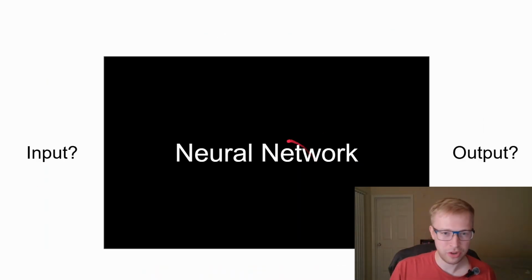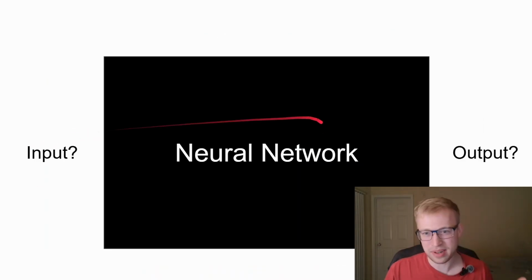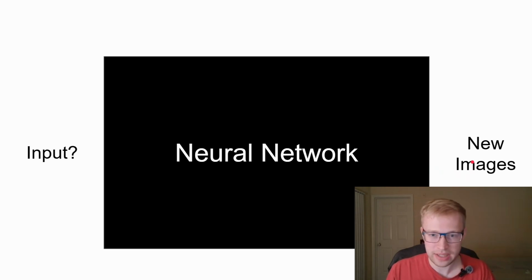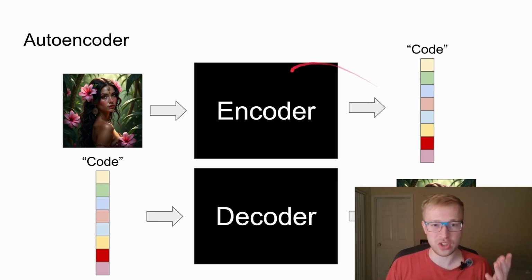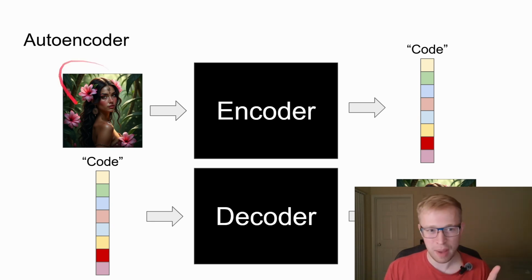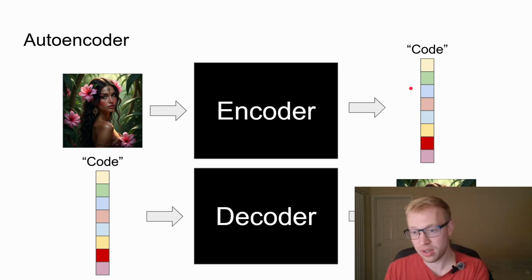Okay, so we have our neural network, and we need to give it some input, and we need to get some output. And so one idea that people had, we want new images as the output. So the idea was, let's train something called an autoencoder. What's an autoencoder? Well, it's two neural networks. Remember, they're still black boxes, don't care about what's going on inside of them. One neural network, its job is to turn an image into a code. That's the encoder. It encodes the image to code.